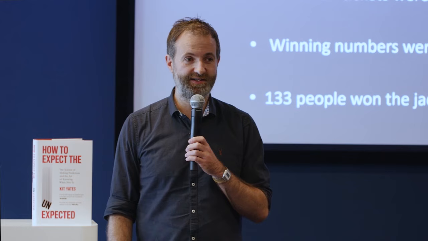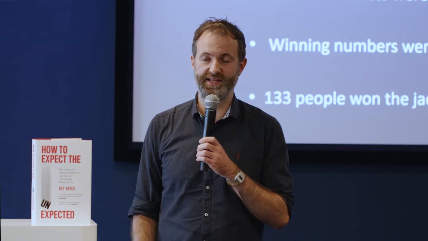What actually happened was that 133 people won the jackpot, which is sort of astonishing. And can you imagine that, thinking, I've won £17 million, and then actually finding out you won £100,000? Absolutely devastating. So why was that then? Why did 133 people choose the same set of numbers?